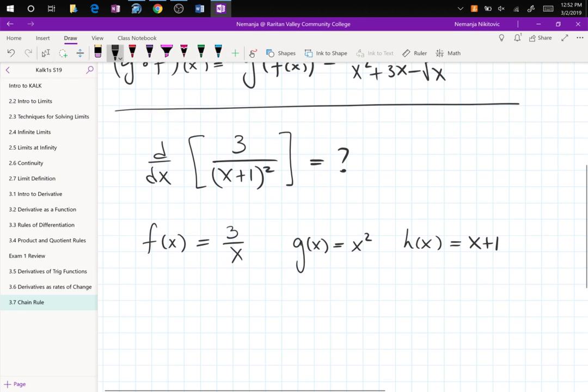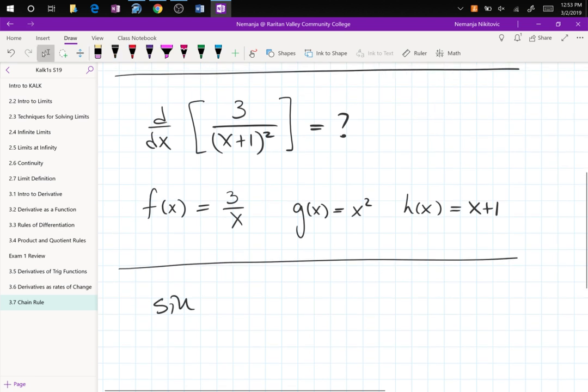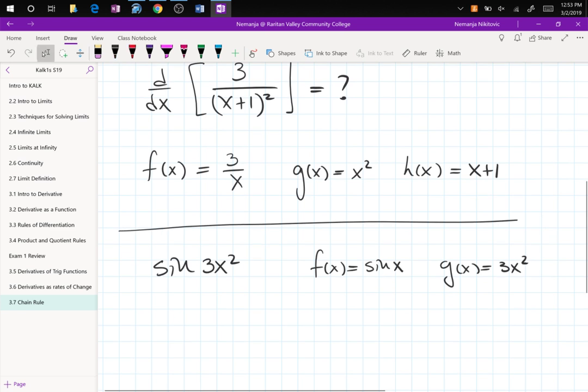Let's do another example. How about if I have the composition as sine of 3x squared? Well, the f of x is the outer function, which is clearly sine x. And then this x gets replaced by g of x, which is 3x squared. Now you get to plug this in here, and you get the function.